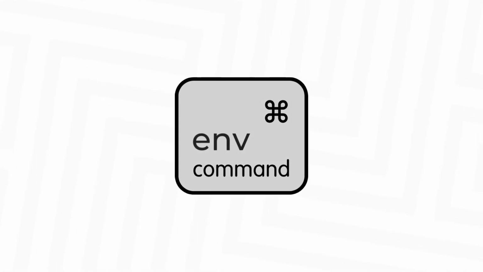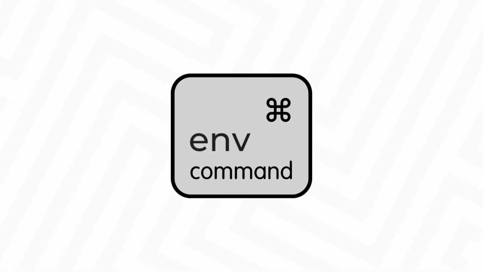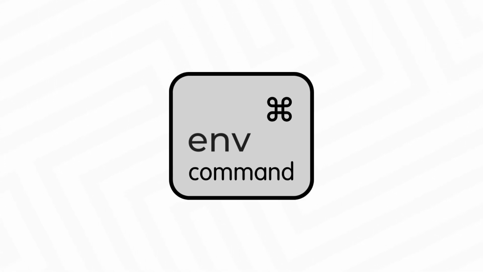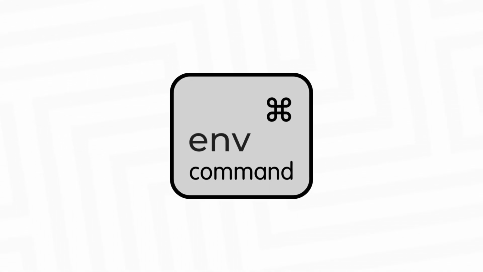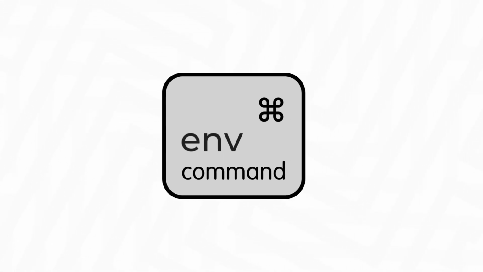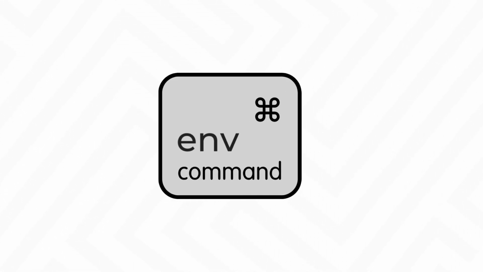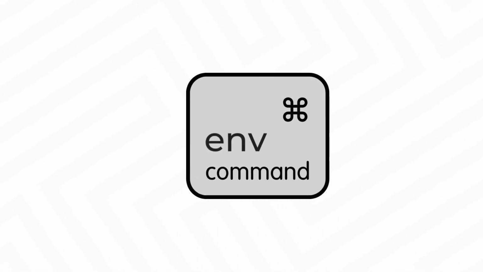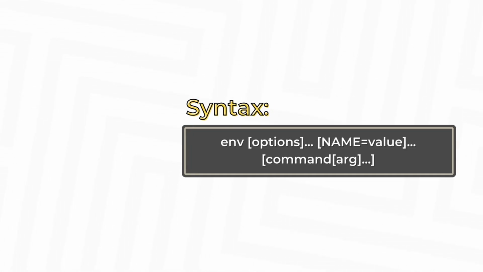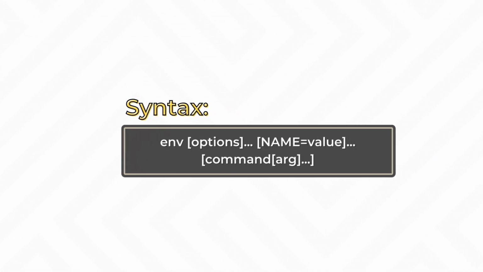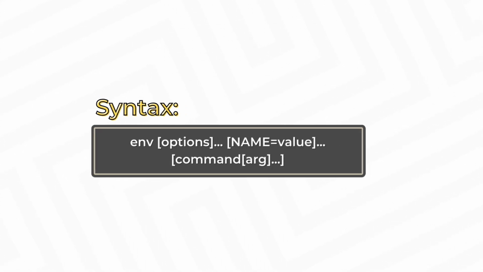The env command is short for environment and it is used to display or modify the environment variables in Linux. Environment variables are key value pairs that define the operating system for processes running on it. The env command is commonly used in shell scripts to ensure that the script is executed using the correct interpreter. The syntax includes env command followed by variable and assigned value, and then any command or argument.